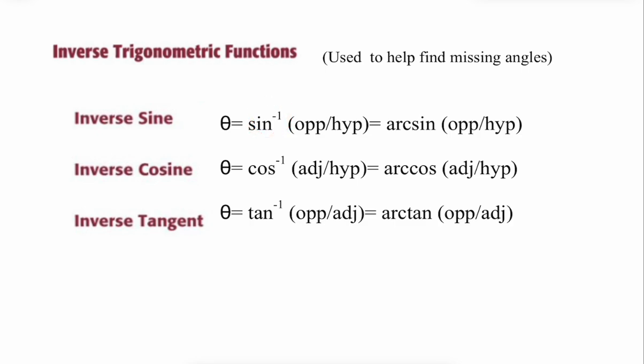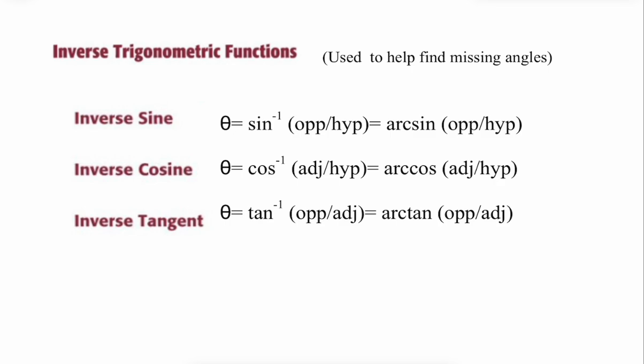It is not really to a -1 power. It's not the reciprocal. It's nothing like that. It is just a notation that you have to know. The inverse sine of the opposite over hypotenuse, or you can see some older textbooks use arcsine instead of inverse sine, arccosine instead of inverse cosine, arctangent instead of inverse tangent. Those are allowing us to find a missing theta.